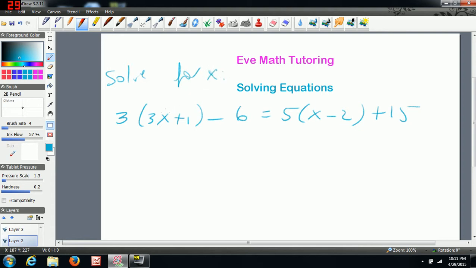Okay, so what you're going to do first is get rid of the brackets. So you're going to open up the brackets, and when you do that, this number is going to go into both. So it's going to become 9x plus 3, and then this is minus 6. And when I open up this bracket here, I get 5x minus 10. So you have to multiply the 5 into both.